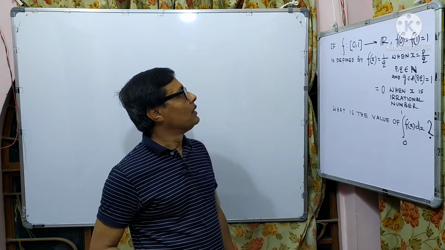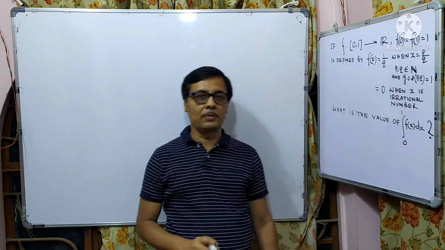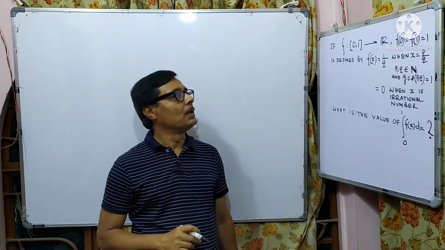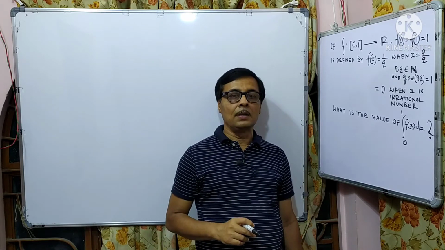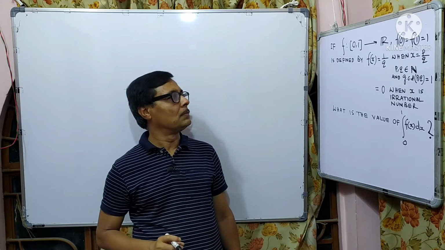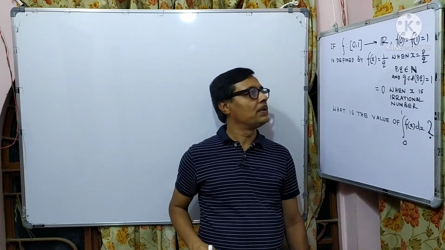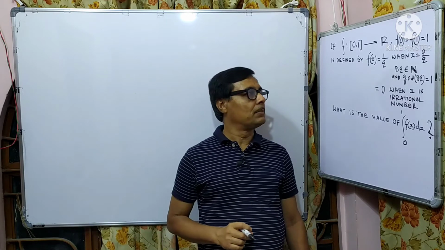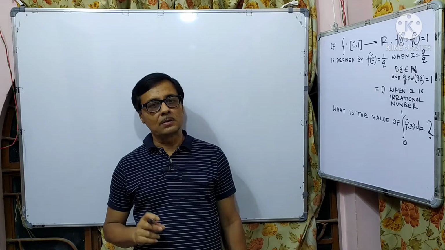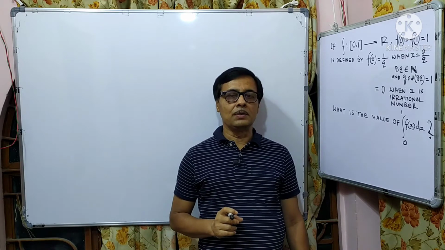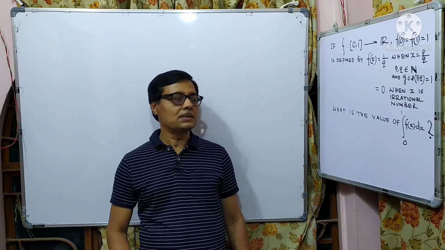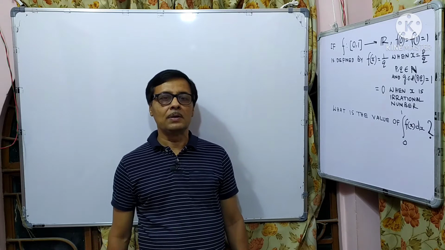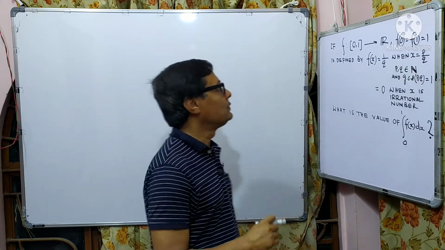This is the problem. The function f has domain the closed interval [0, 1] and range the set of real numbers, provided f(0) equals f(1) equals 1, and is defined by f(x) equal to 1 over q when x equals p over q, a rational number. p, q belong to the natural numbers and GCD of p and q is 1. When x is irrational, the value of the function is 0. We have to find the value of the definite integral from 0 to 1 of f(x) dx. Now let us begin.